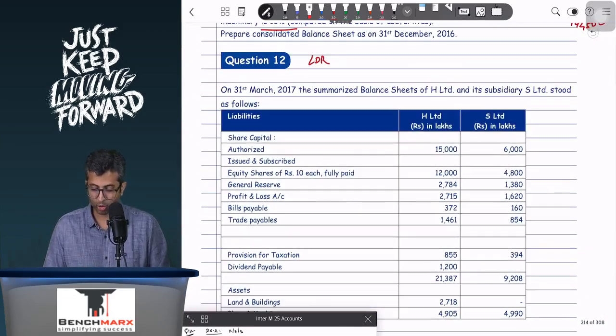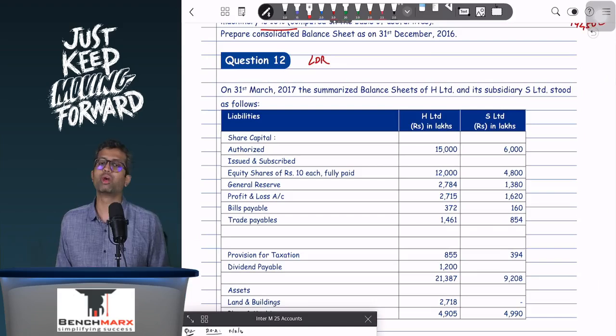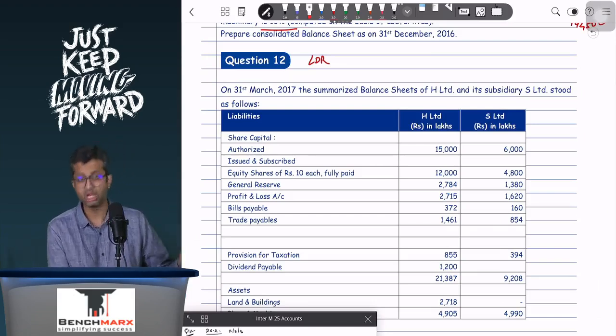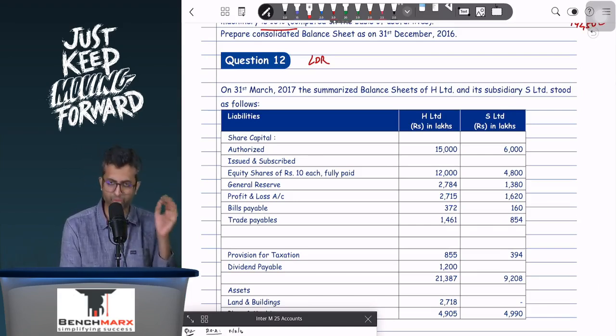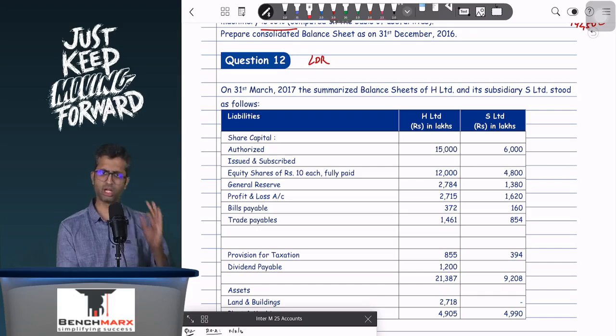So if I go to question number 12, bonus is not as such an important adjustment. Like you have dividend or upstream, downstream or fair value, bonus is not as important. But if it comes, you should be aware. Now usually bonus is capitalization of reserves. If a company gives a bonus, your entry ideally would be reserves account debit to share capital.